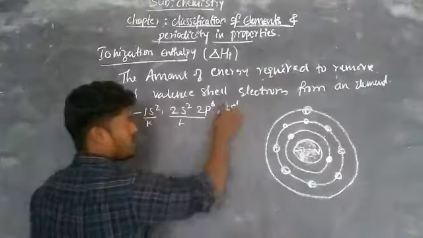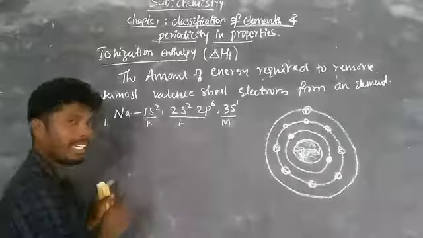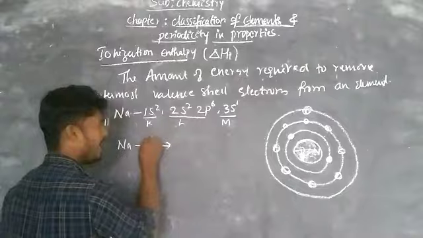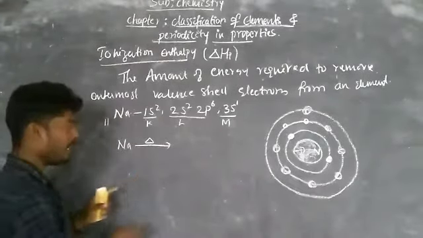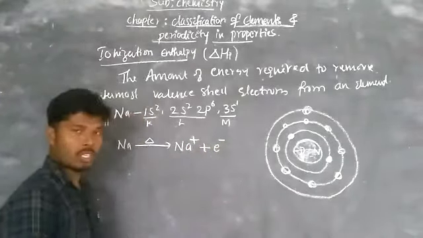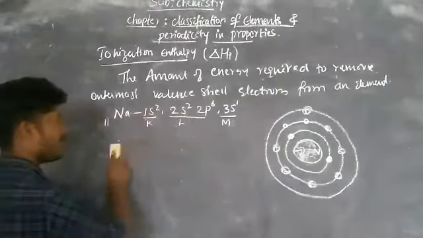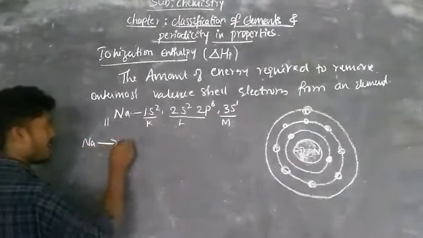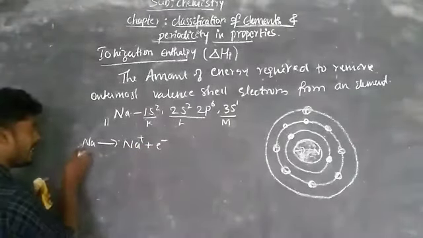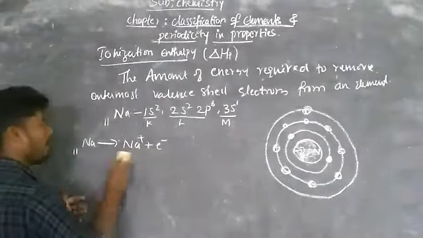Now to remove this electron in the M shell, we need some amount of energy, which can be written chemically like this: sodium, by applying energy, delta H, that is heat energy, gives sodium plus and an electron minus. So here delta H of ionization enthalpy for this chemical reaction is: sodium, which is ionizing, gives Na plus and 1 electron minus. One electron is being removed. That is the chemical reaction.